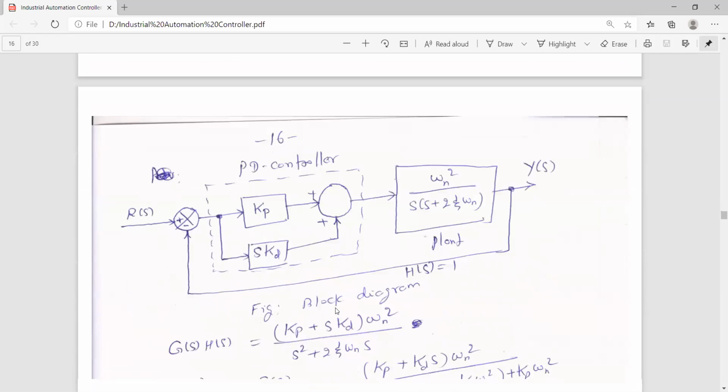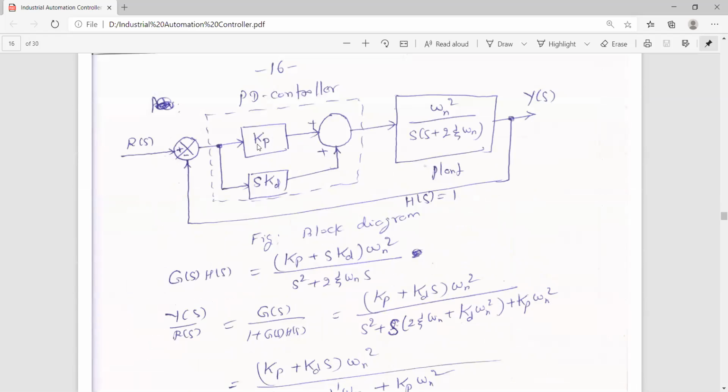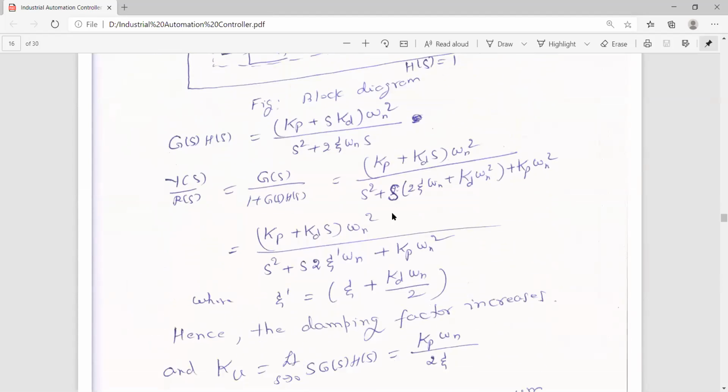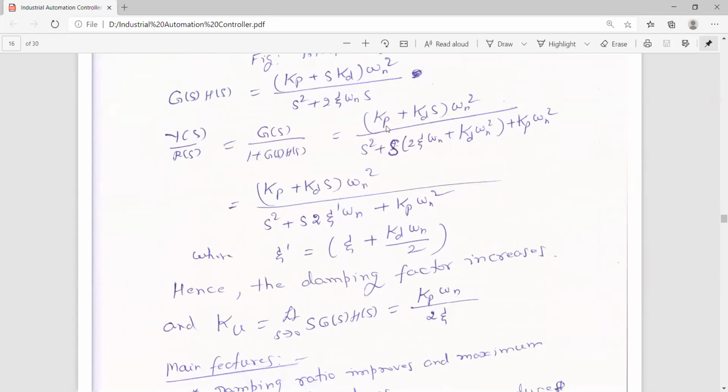And how to realize the block diagram? This is the proportional part. For the derivative part, only s comes in the numerator, whereas in the integrator it comes in the denominator. You can simplify and obtain the loop transfer function like this. Then in the transfer function you can compare: this is s squared plus 2 zeta omega n s plus some additional term. So here you can see zeta is the damping factor.